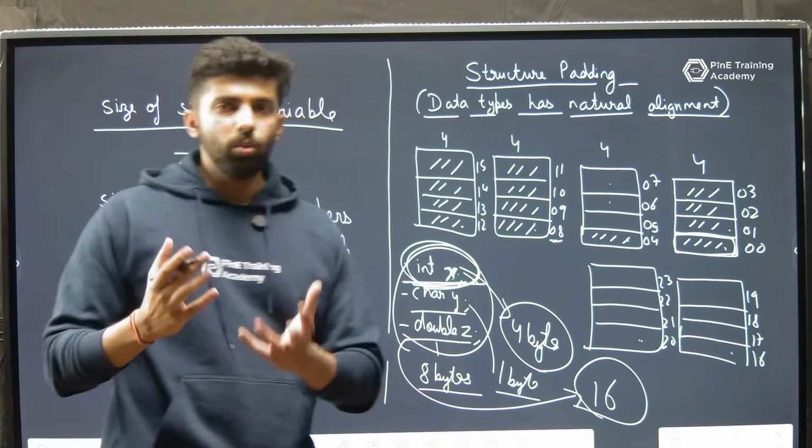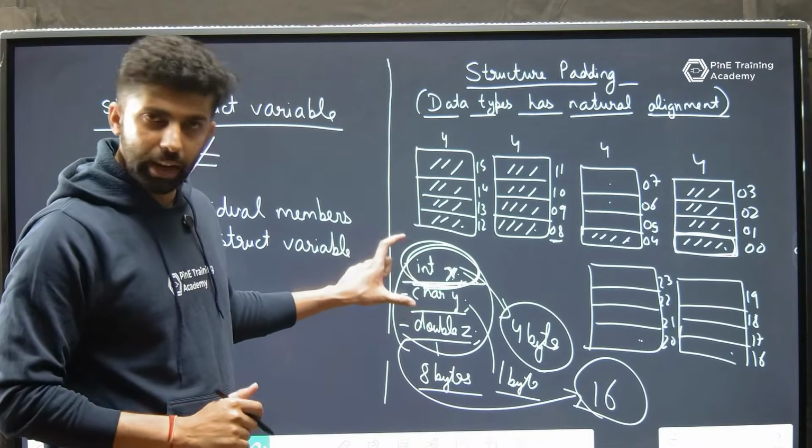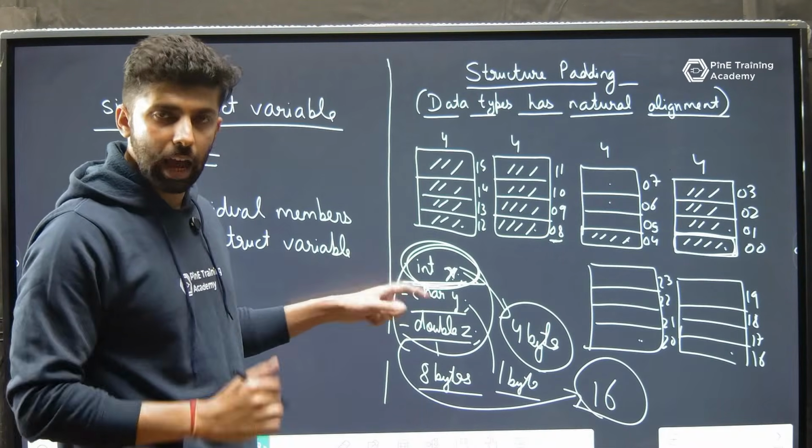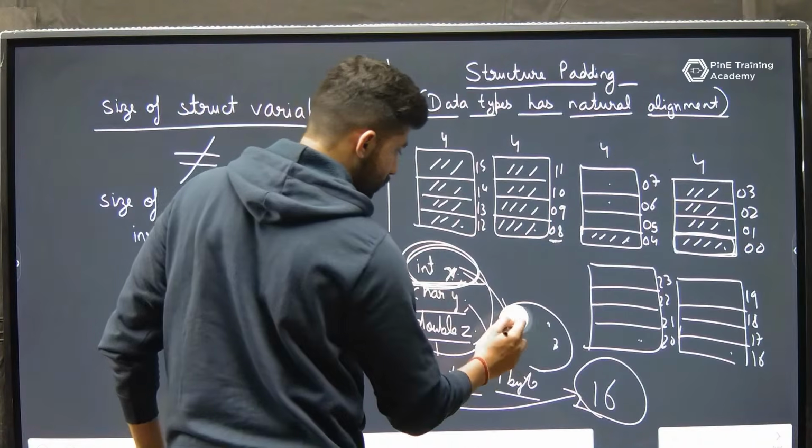Now let's do one thing. I will use again these 3 variables, these 3 data types only, but I will just change their order. Let me erase this.